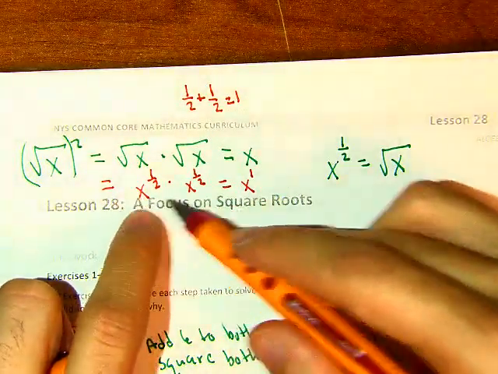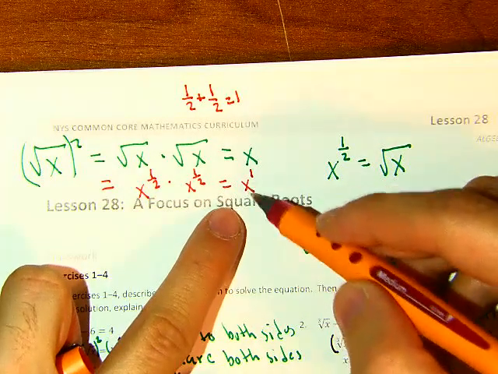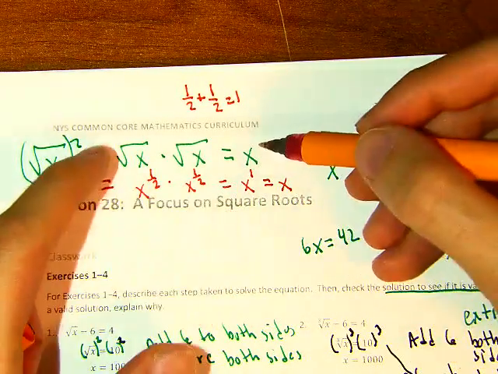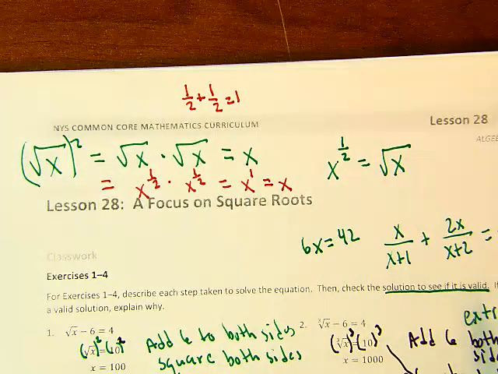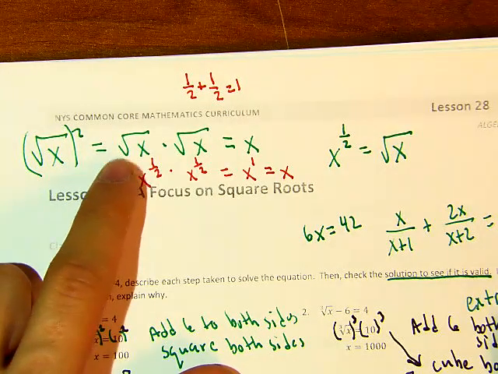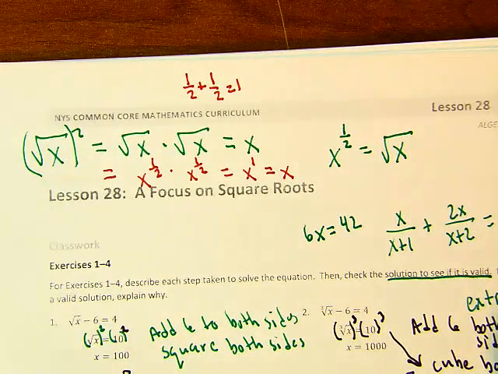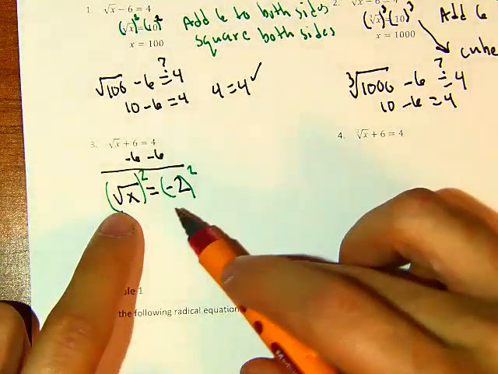So this is x to the half times x to the half, which is equal to x to the 1, which is equal to x. These two things are equivalent. Okay. It's very important that you understand this clearly, and if you don't, just raise your hand and I will show you.